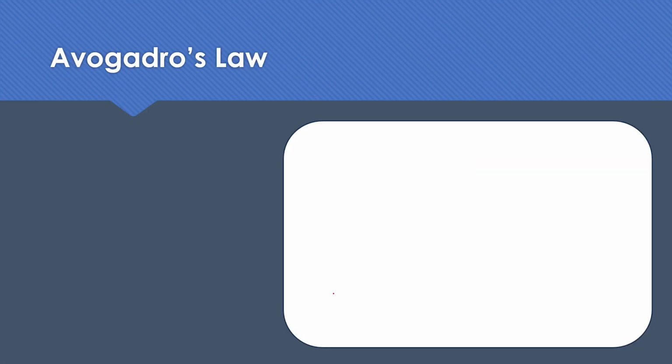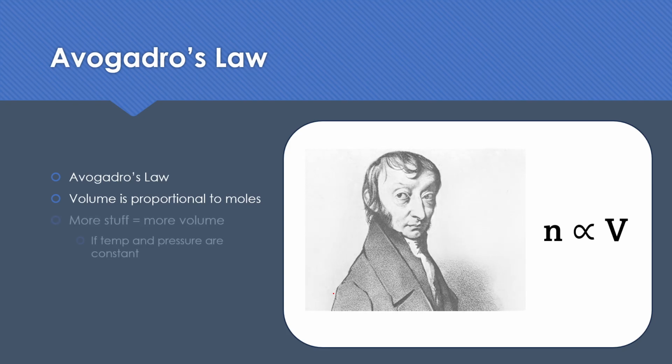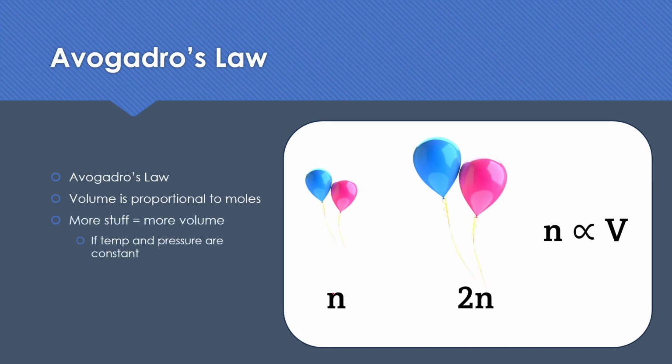Avogadro's law. We talked about Avogadro with Avogadro's number. And as you might expect, his thing has to do with moles. Volume is proportional to moles if temperature and pressure are constant. So if you had a balloon with n moles in it and you double the moles, you would double the volume. This one's pretty straightforward. Double the moles, double the volume.